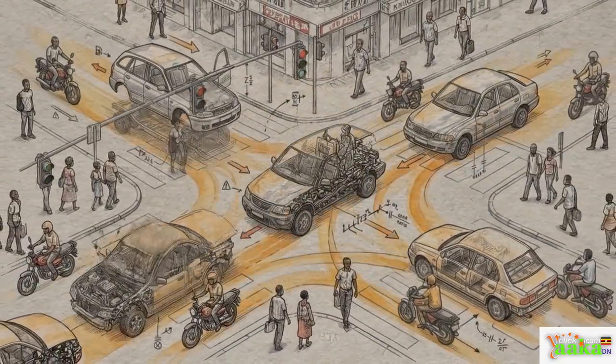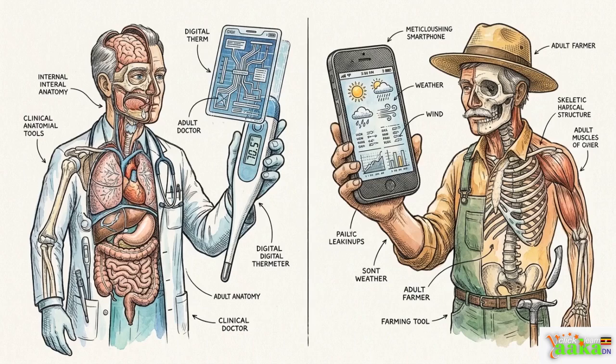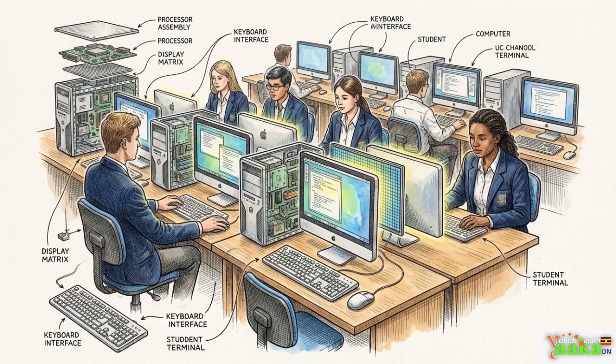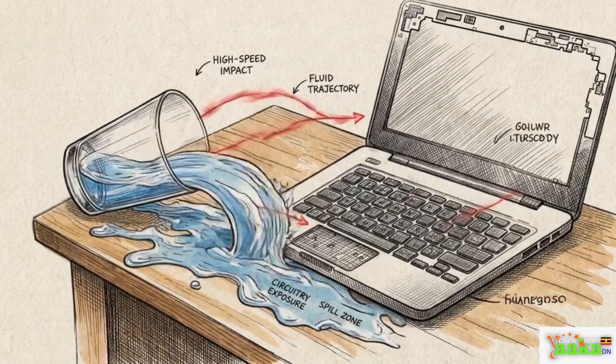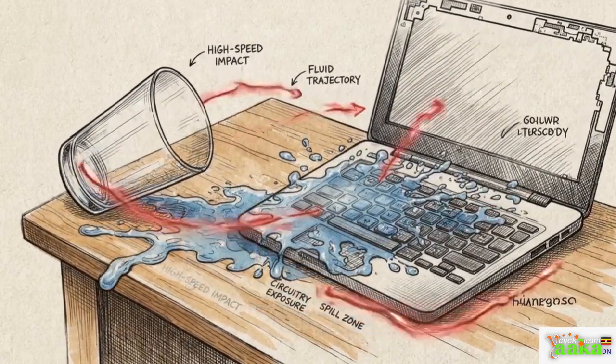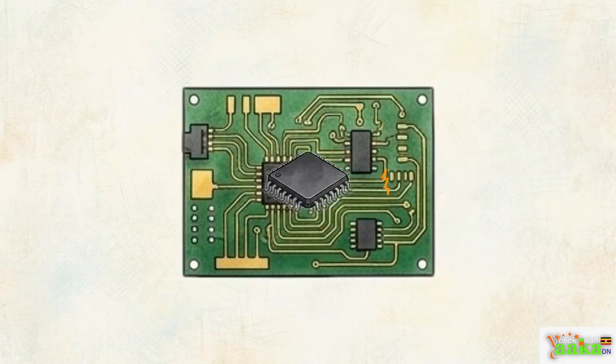Because these tools do so much important work for us, we have to treat them as valuable assets, especially in a shared space like a school computer lab. Water and electronics are a dangerous combination. If you spill a drink on a keyboard, the liquid can cause an electrical short circuit. This can permanently damage the sensitive parts inside and stop the machine from working entirely.